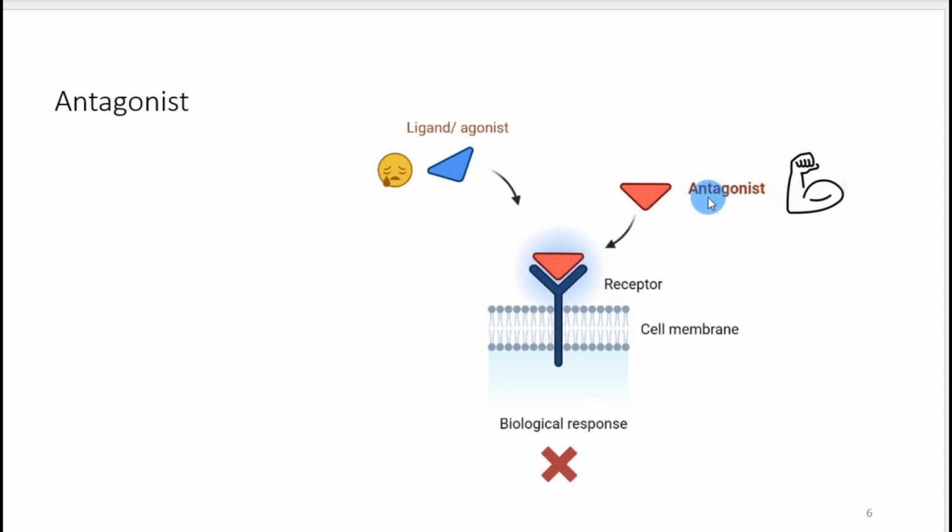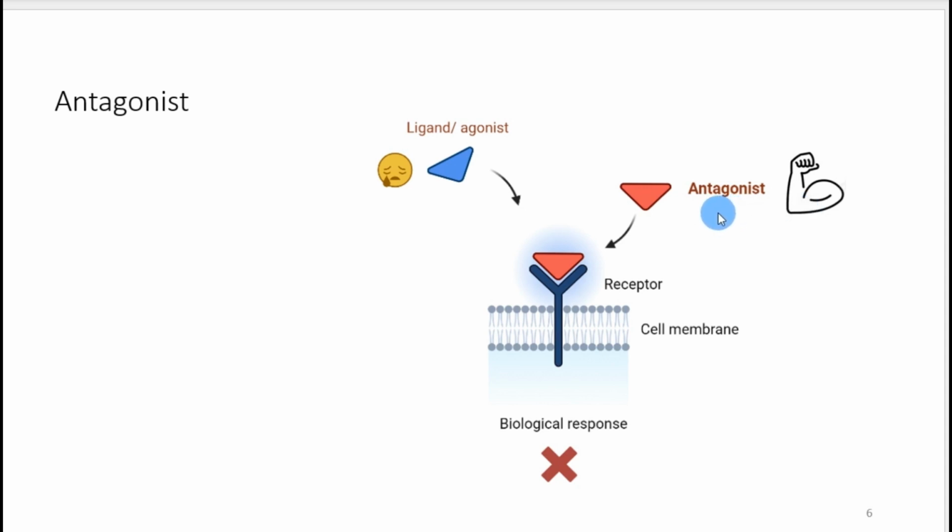But as we all know, true antagonists or pure antagonists have intrinsic activity which is equal to 0, so this antagonist will not mediate its own cascade. This antagonist will bind to the receptor without activating it. It will hinder or antagonize the agonist actions and prevent the agonist from showing its biological response. In this video, we are only focusing on the basic concepts about antagonists. There are different types of antagonists which will be discussed in other videos that will clarify most of your questions about this topic.